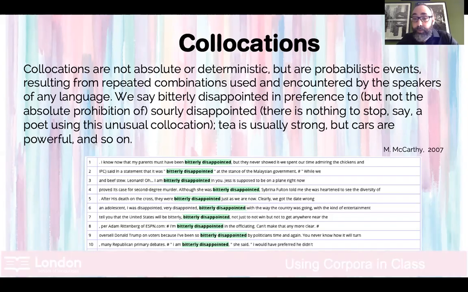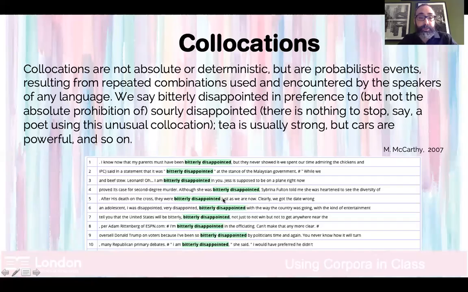We say bitterly disappointed in preference to, but not the absolute prohibition of, sorely disappointed. We don't say that, we say bitterly disappointed. There is nothing to stop, say, a poet using this unusual collocation, okay? So there is always the creativity of the language, of course, and we find new collocations by being creative. Or tea is usually strong, but cars are powerful, and so on. And again, because statistically they tend to go like that.